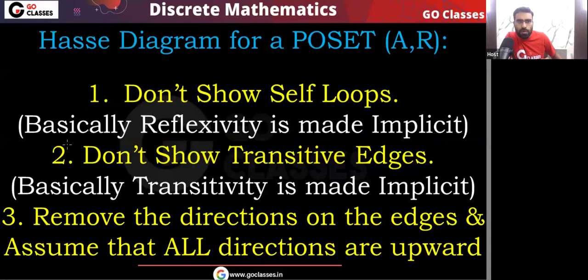Don't show the self loop. Basically, the reflexive property is implicit. We are not showing the reflexive property, but it is there. Okay, don't show the transitive edges. Basically, transitivity is also implicit. We are not putting the transitive edges, but implicitly these things are also present. Okay, remove all the directions on the edges, and all the directions are in the upward direction. Okay, is this clear? All directions are in the upward direction.